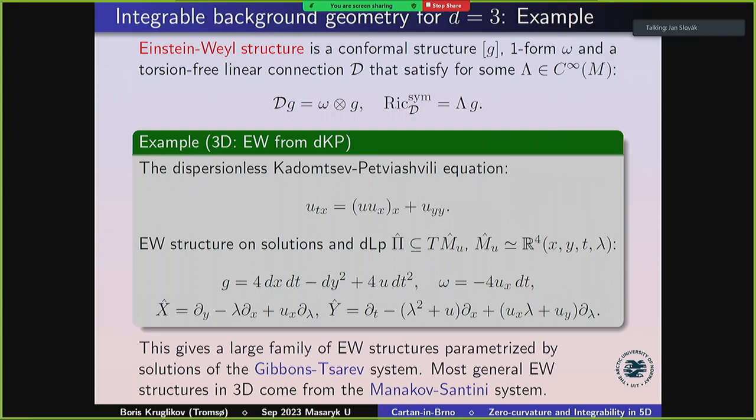So this structure is Einstein-Weyl provided U is a solution. So we get as many Einstein-Weyl structures as we have solutions of this. And this is an integrable equation. It has a lot of explicit solutions. Okay, and the Lax pair is given by these two vector fields. You see the lambda-dependent part on the base, and that's lifted to the configuration space. This thing gives integrable distributions, as the Frobenius theorem says, for the corresponding vector distribution.